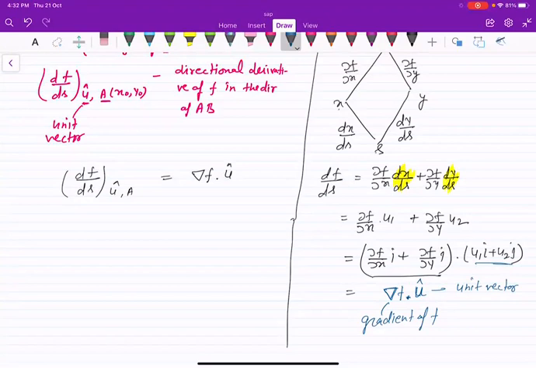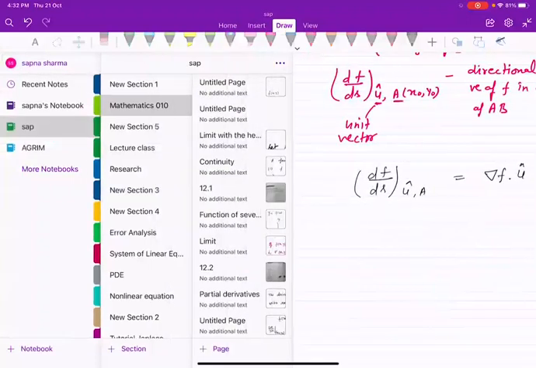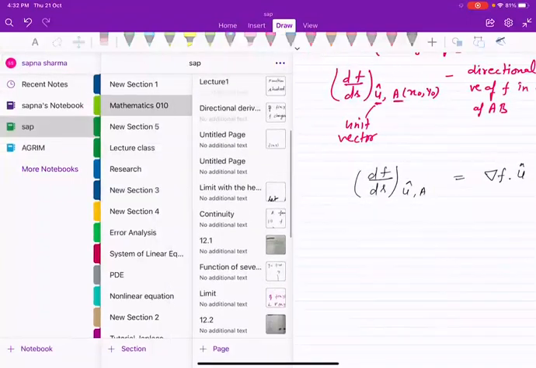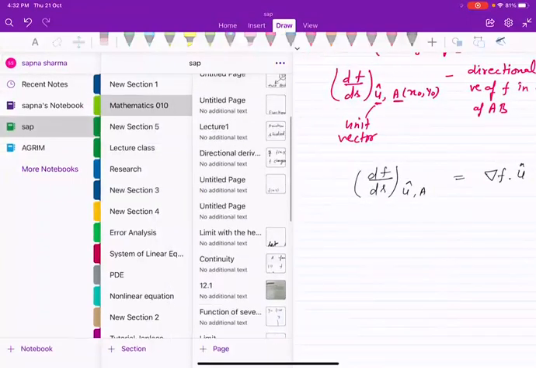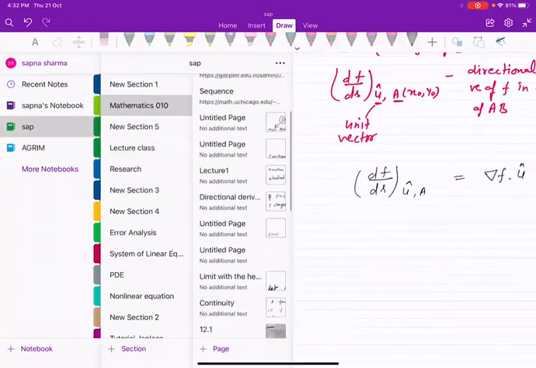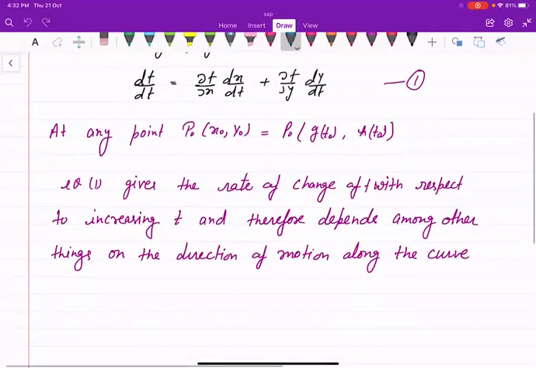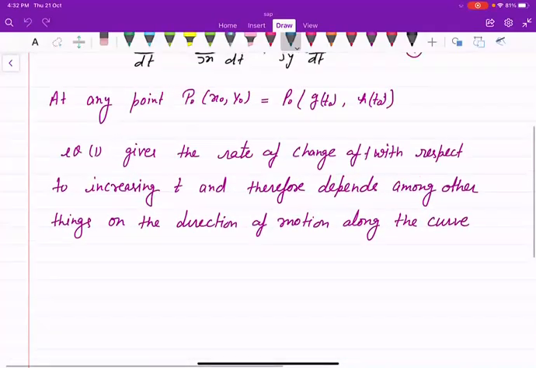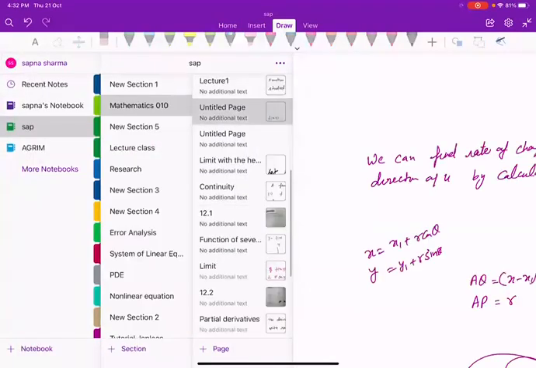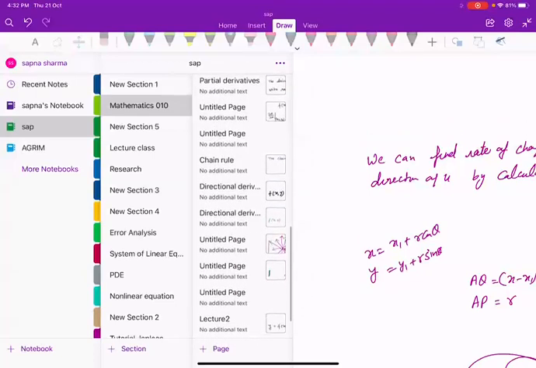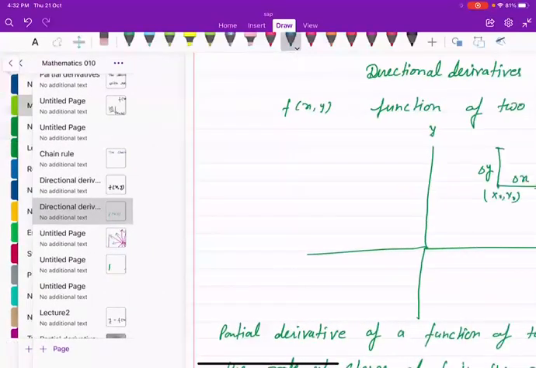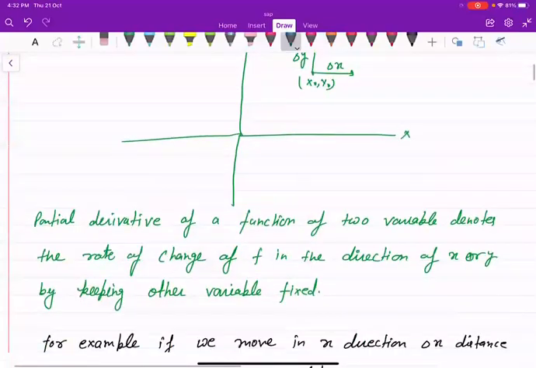We have done one more example. Just recall that. I'll just get this example here. Maybe directional derivative. Sorry. That I have shared with you in today's class. So maybe this is the thing we have done.